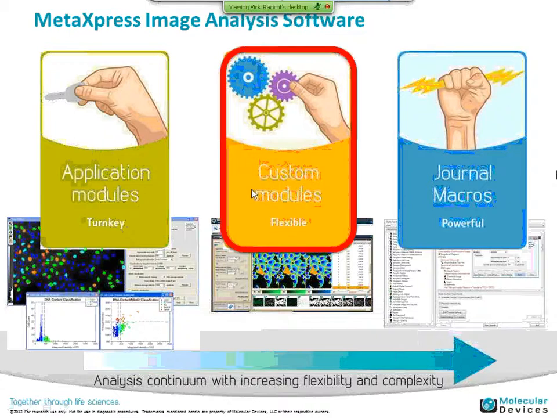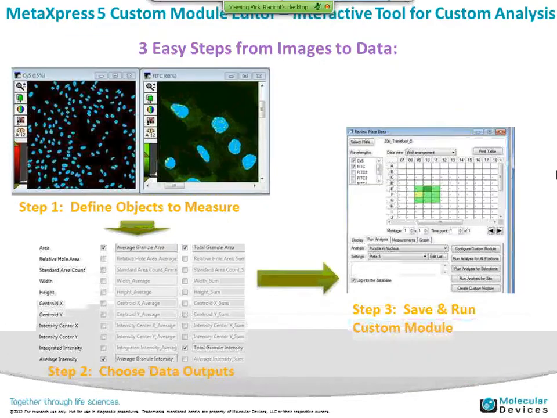Bridging those capabilities is our newest addition to the product line, the capability to build your own custom modules, allowing you the ease of use of application modules while harnessing the power of our more complex analysis tools. What we're going to focus on today are two custom modules that highlight some assays that are fairly common in the field, GPCR internalization and mitochondrial toxicity.